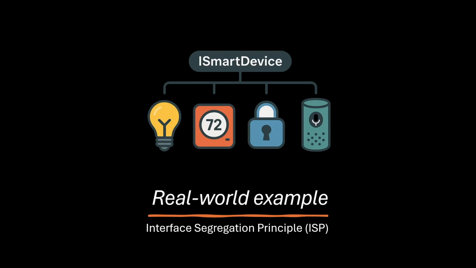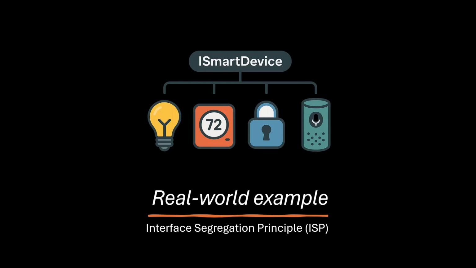Remember the rule: clients should not be forced to depend on interfaces they do not use. Here, each device is being forced to implement methods irrelevant to its actual purpose, leading to bloated, fragile, and hard to maintain code. So how do we fix this? We split ISmartDevice into smaller and more focused interfaces like ISwitchable, ITemperatureAdjustable, ILockable, and IVoiceControllable. That way, each device only implements what it truly needs, just like having the right tool for the job.